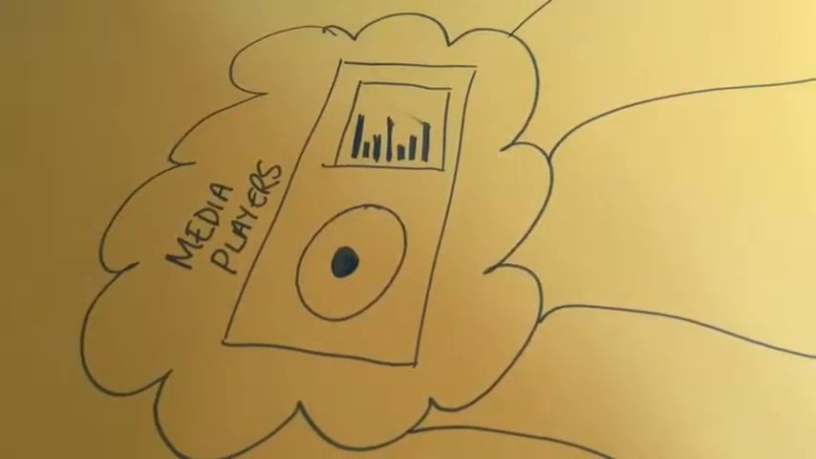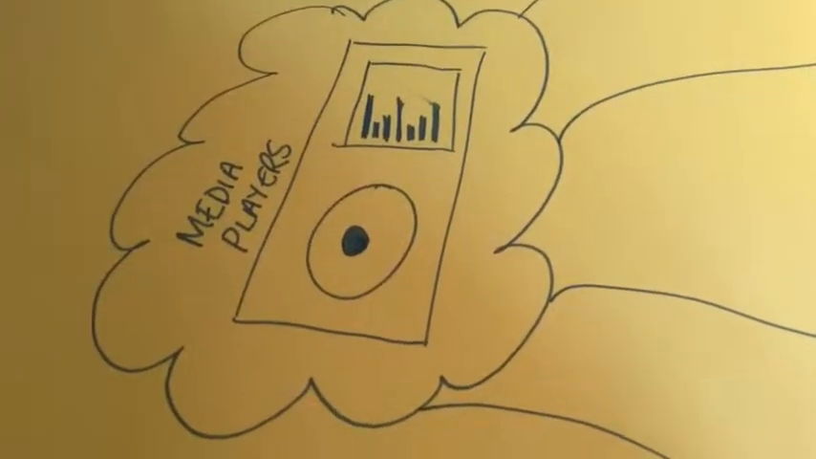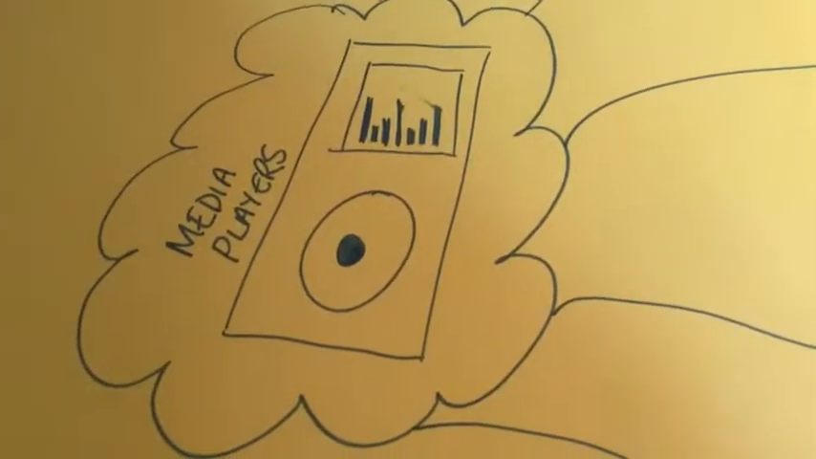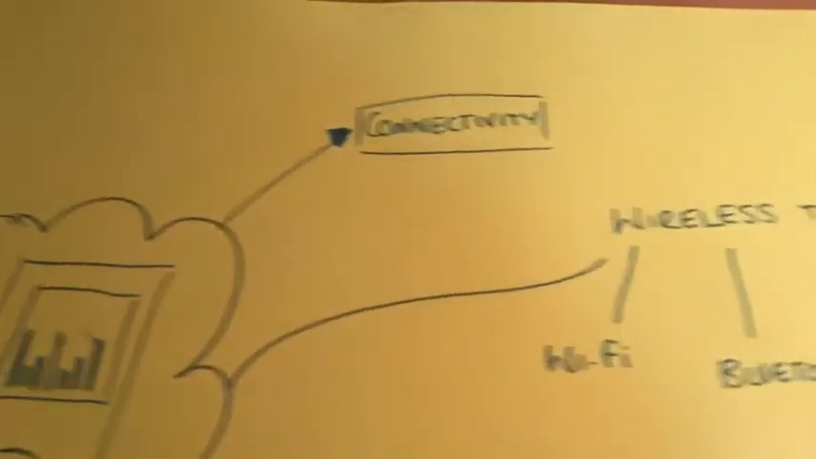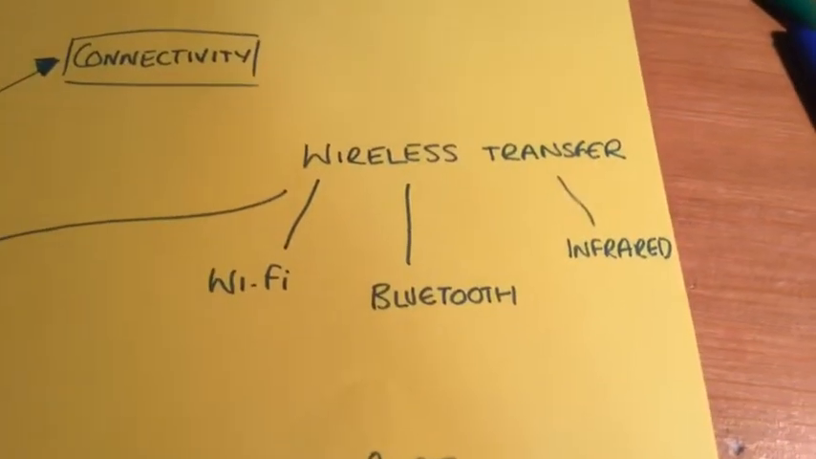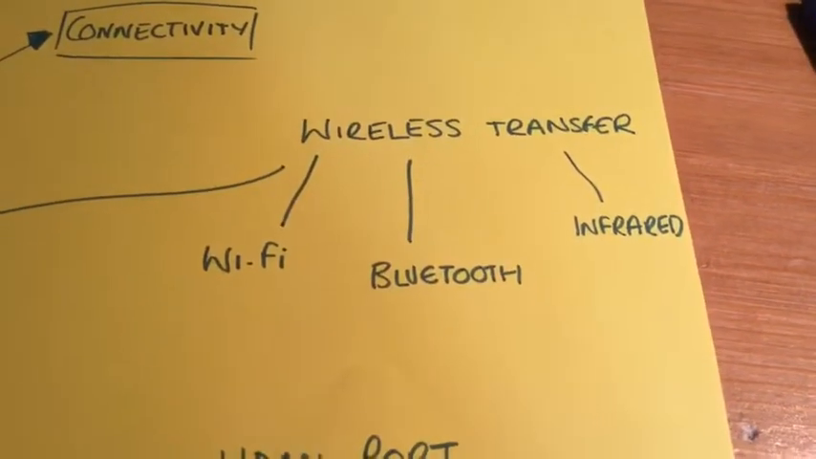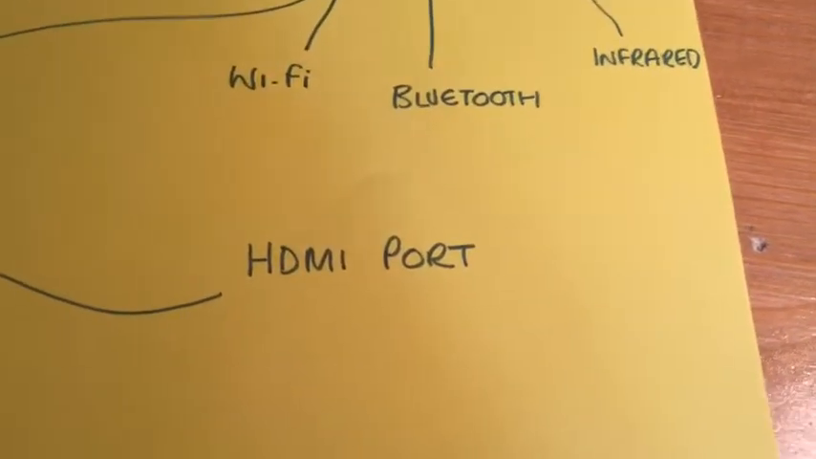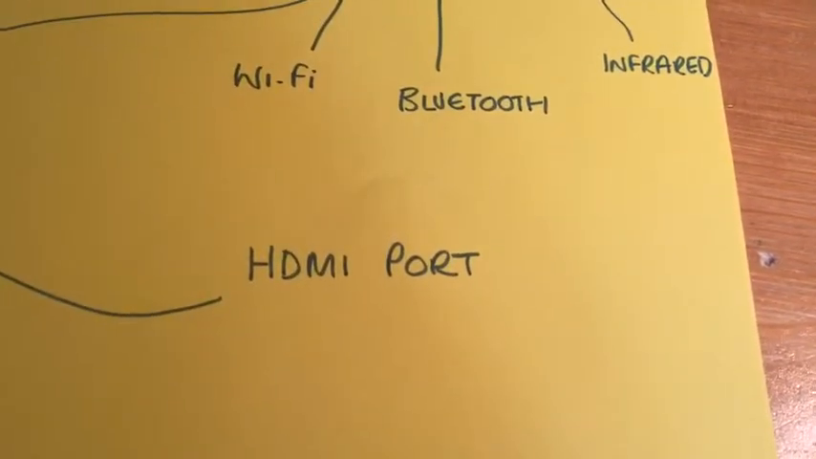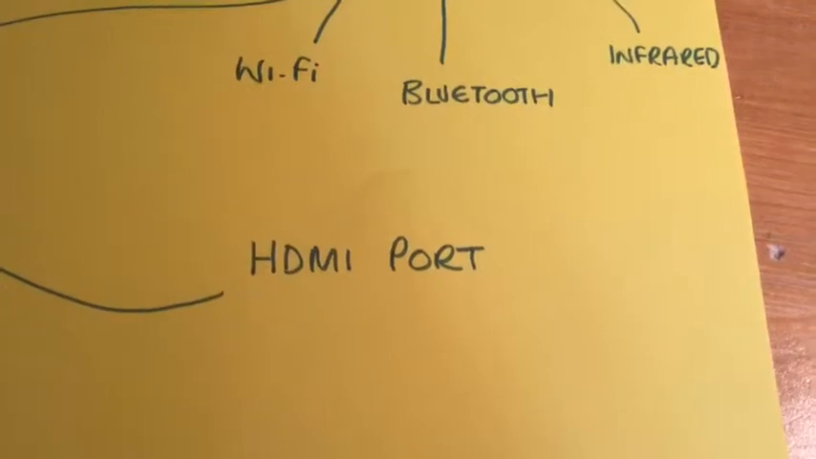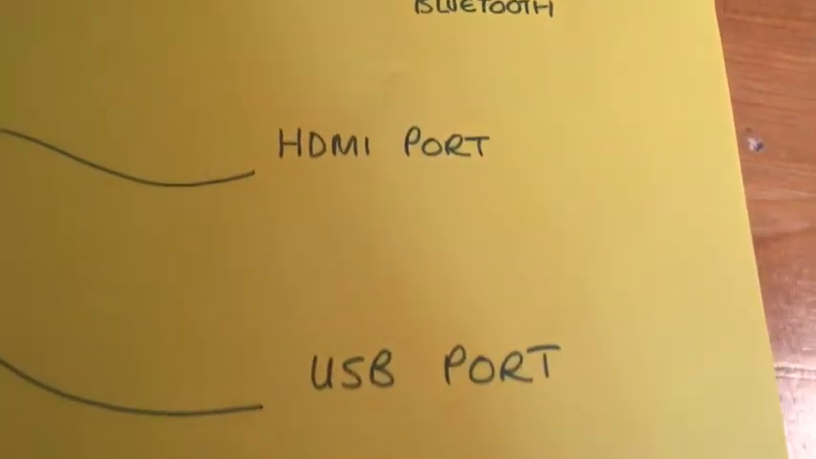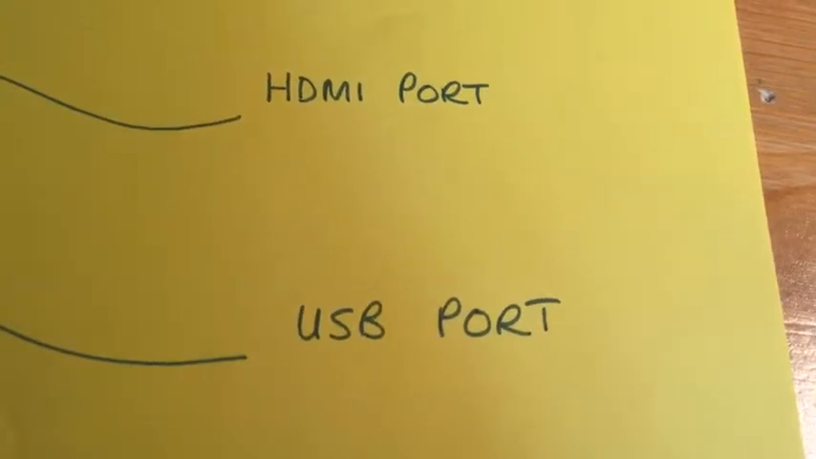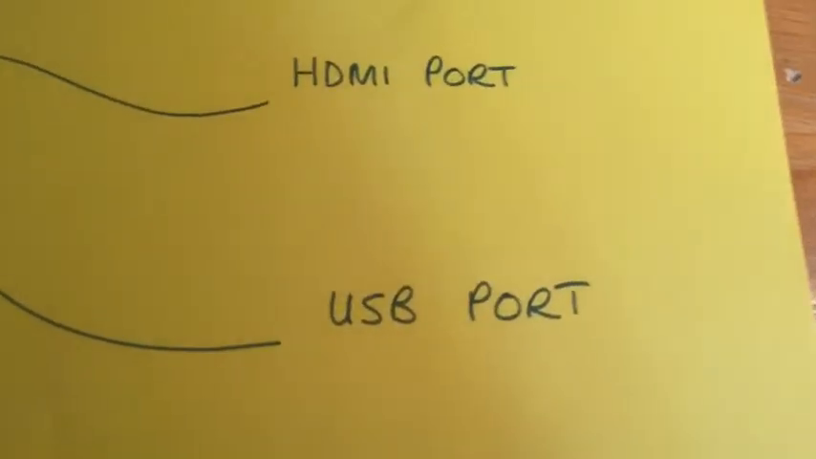Okay, so the final section on media players looks at digital rights management and connectivity. So we'll look at connectivity first. We've got wireless transfer through Wi-Fi, Bluetooth and infrared. It's also got a HDMI port, which allows users to view HD movies on TV through a HDMI cable. It's also got a USB port, which allows transfers of files to a computer.